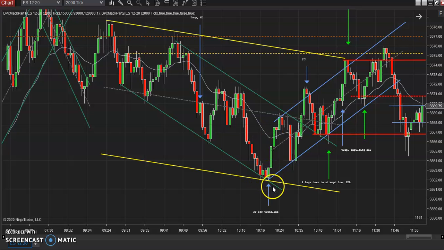I actually didn't take that, but I marked it. That's why I marked it. So price comes back to the top of the channel, bounces a little, makes this lower high right here, but it looks just too congestive.